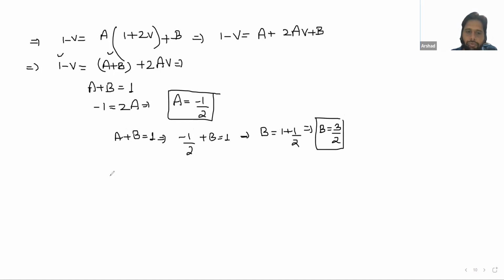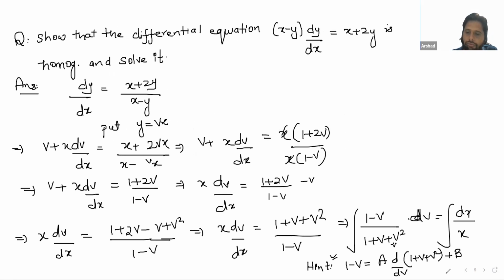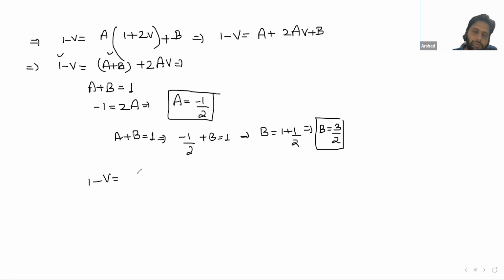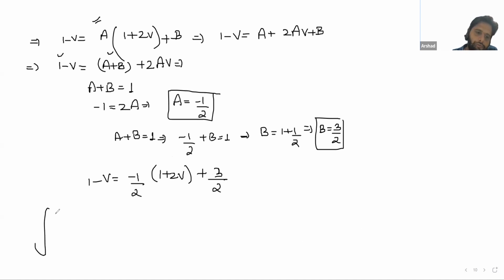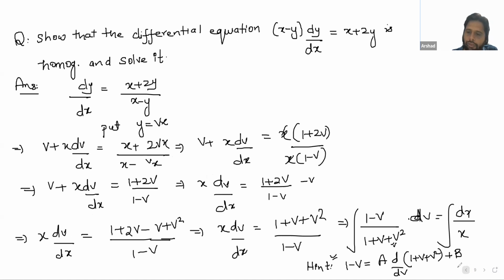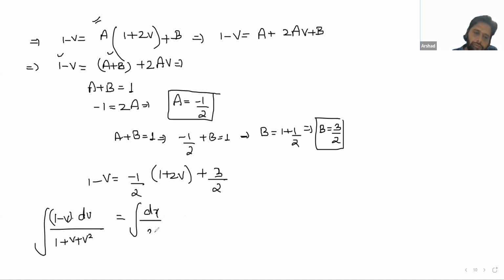Okay, we get the values of a and b. Put these values. So 1 minus v is equal to a, which is minus 1 by 2, and the derivative of this, 1 plus 2v, plus b, which is 3 by 2. Okay, what was our question? The question was the integral of (1 minus v) dv by 1 plus v plus v square, and it is equal to the integral of dx by x.